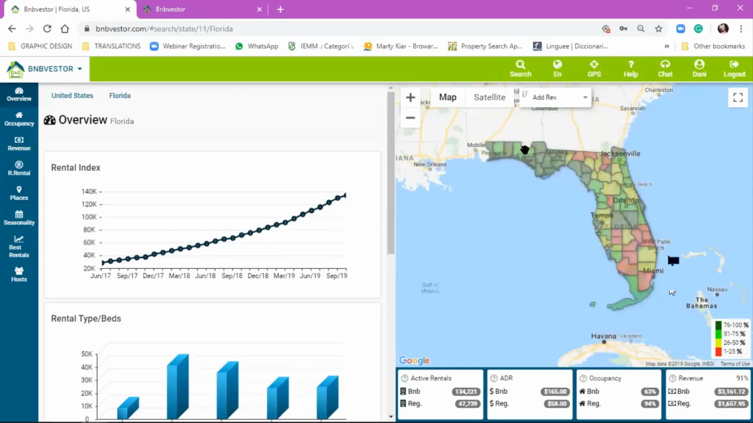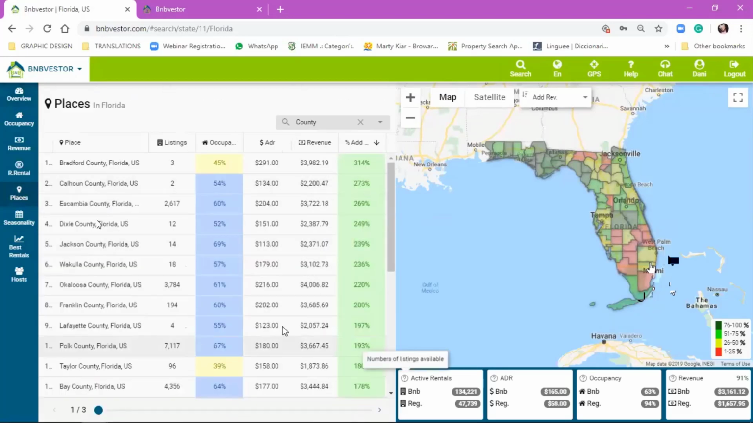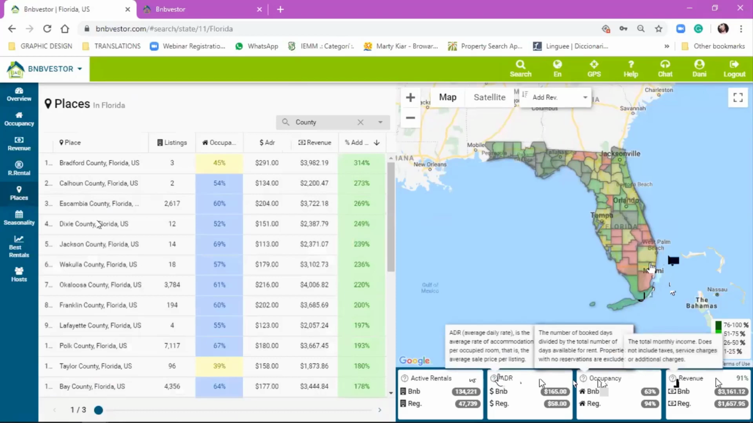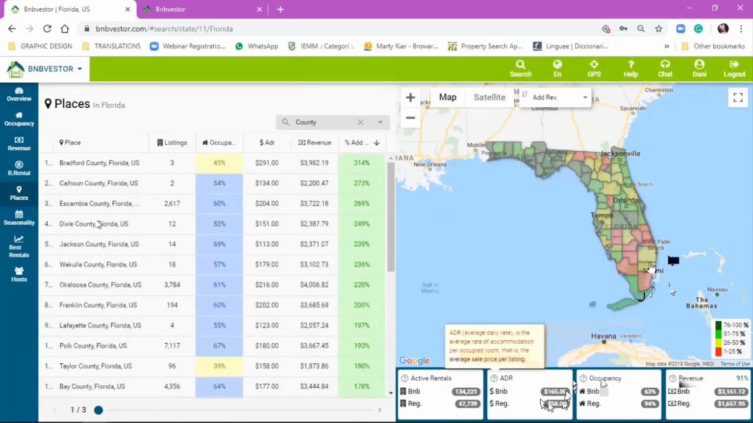Now it changes the distribution of the state into counties. I'm going to go back into my places icon. Okay, so down here, right before I explain this part, you can see how the numbers updated into active rentals, ADR, occupancy, and revenue, and additional revenue. You can see that active Airbnb listings, there are 134,000 compared to regular rentals, 47,000. So it's like 1.5 on top. And then we have additional revenue, $165.